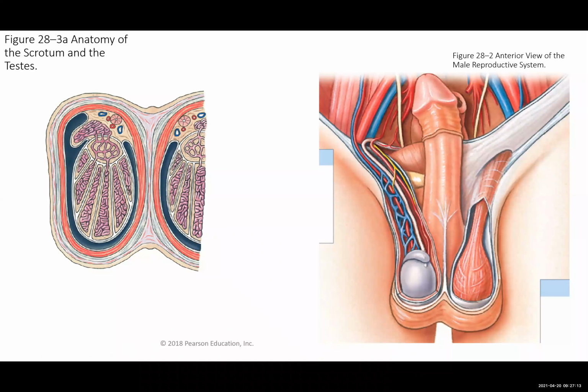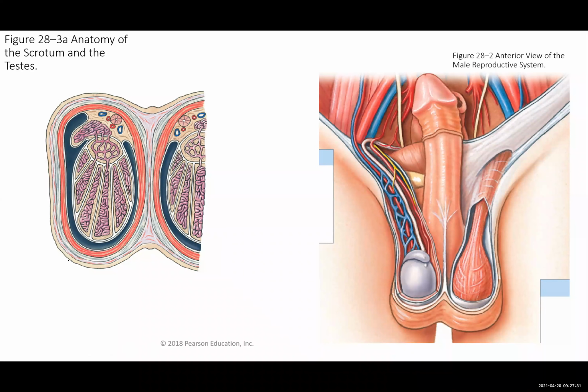We do have some structures that show up best on diagrams. So let us get started. All right, to continue our conversation of the reproductive system, we're taking a look first at this cross-sectional cut of the anatomy of the scrotum and the testes. So let's take a look first on the outside.